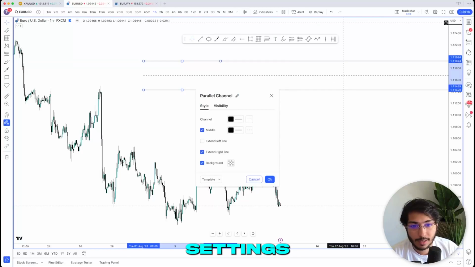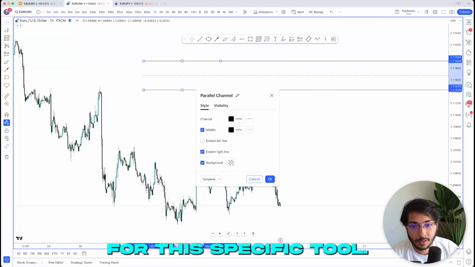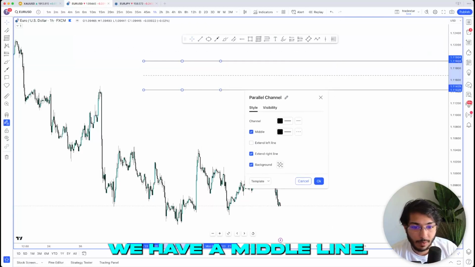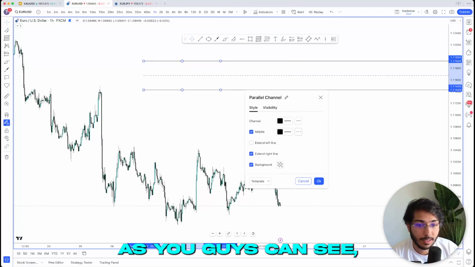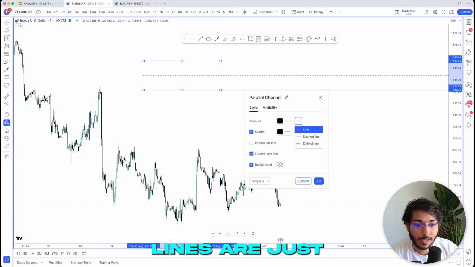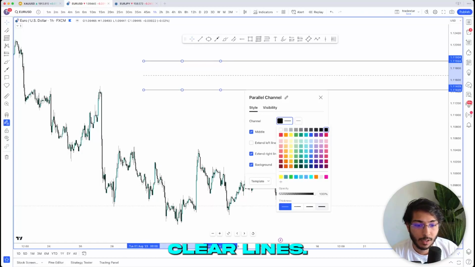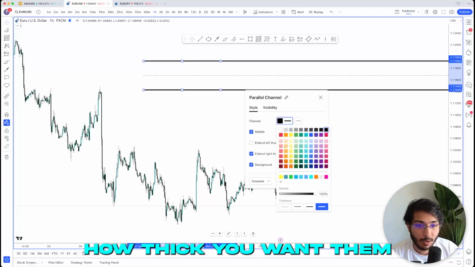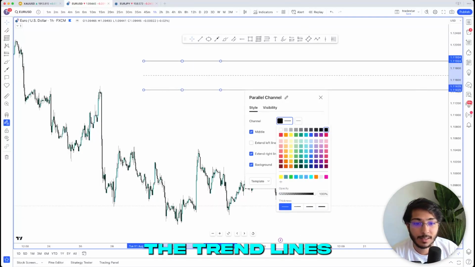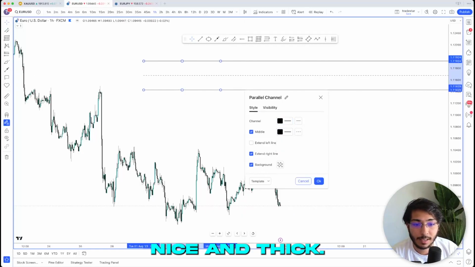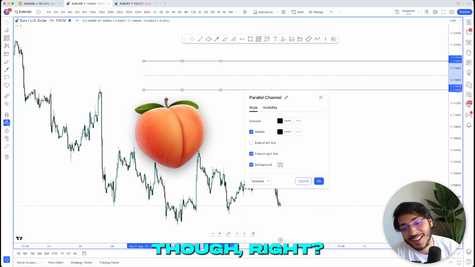Now, here are the settings for this specific tool. We have a middle line. I have the middle line as a dashed line, as you guys can see. The channel lines are just clear lines. You can change the thickness, how thick you want them. Me personally, I don't like the trend lines or the channel lines nice and thick. I do like other things nice and thick though, right?